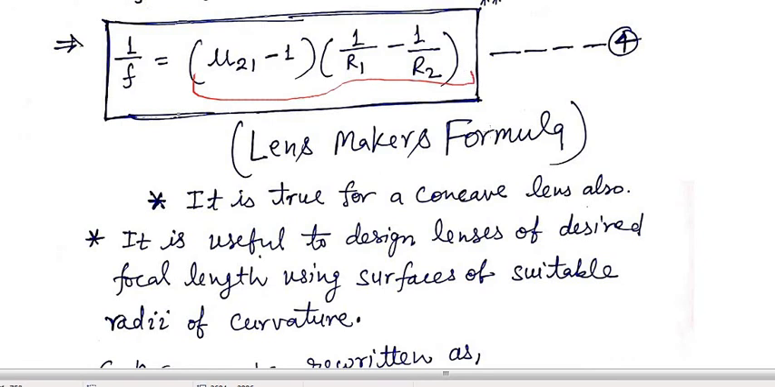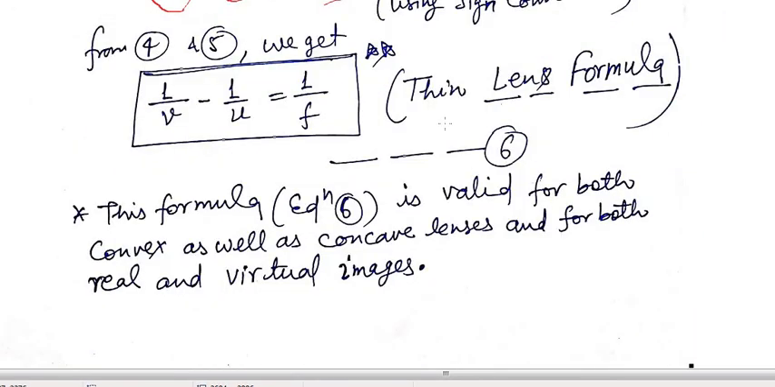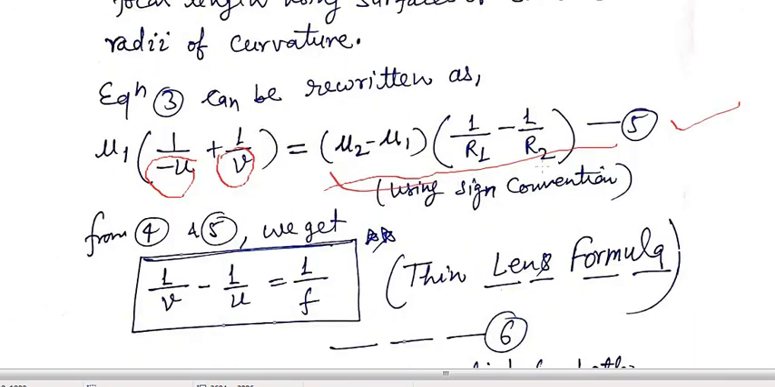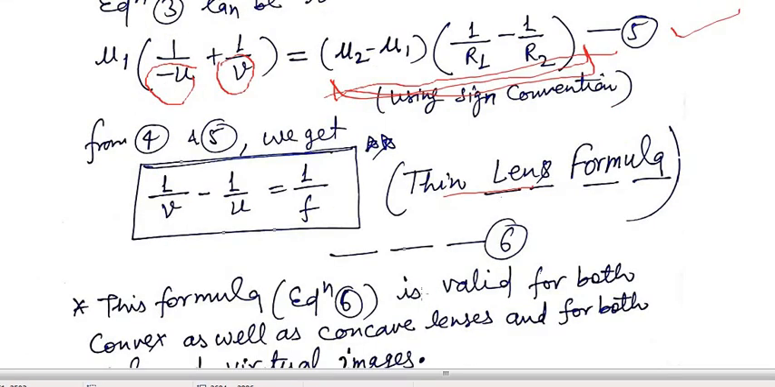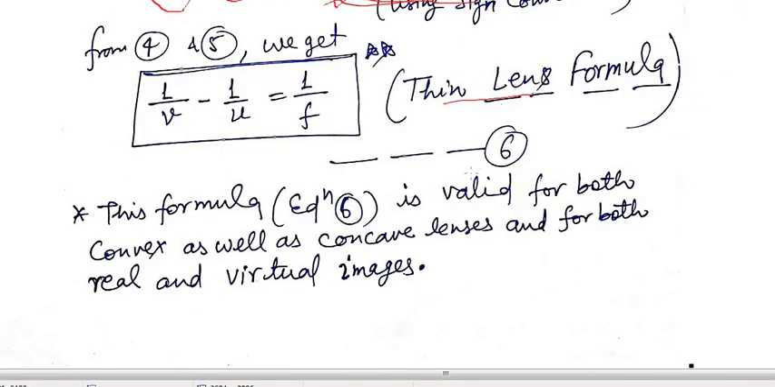The right side of equation number 4 and the right side of equation number 5 are both the same. So this term can be replaced by 1 upon f using equation number 4. From 4 and 5 we will get 1 upon v minus 1 upon u equal to 1 upon f, which is known as the thin lens formula. So the thin lens formula is 1 upon v minus 1 upon u equal to 1 upon f. This formula is valid for both convex as well as concave lens, and for both real and virtual images.